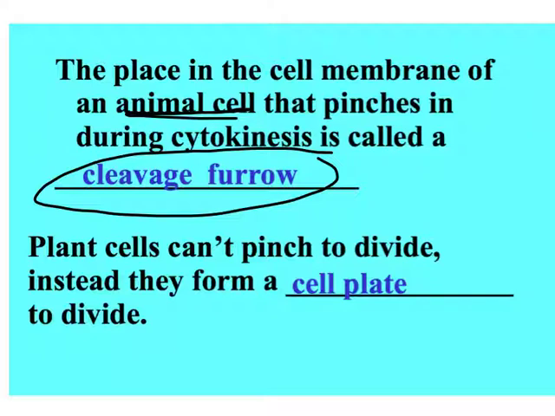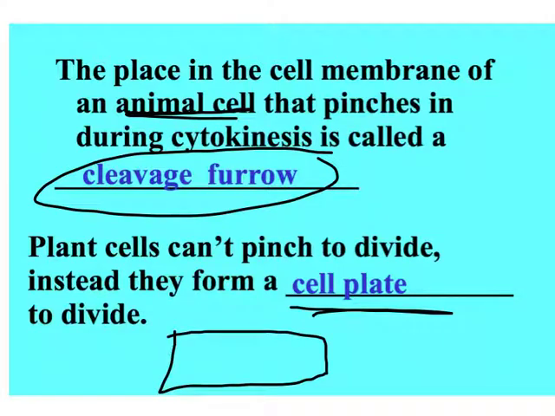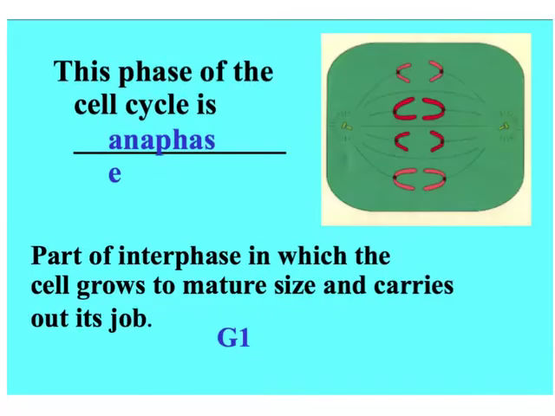In plant cells, they don't pinch to divide. Instead, they form a cell plate in the middle. So if this was our plant cell that was dividing, it's going to form a cell plate in the middle, which is going to turn into a cell wall. And that's how we get two separate plant cells, whereas in the animal cells, it forms that cleavage furrow like right here to divide the two cells in half. Okay, phase of the cell cycle pictured here is anaphase.